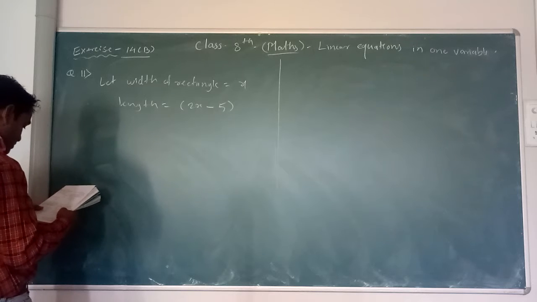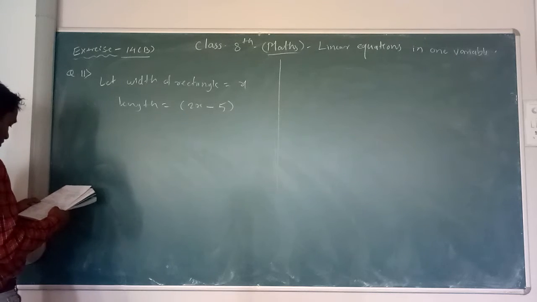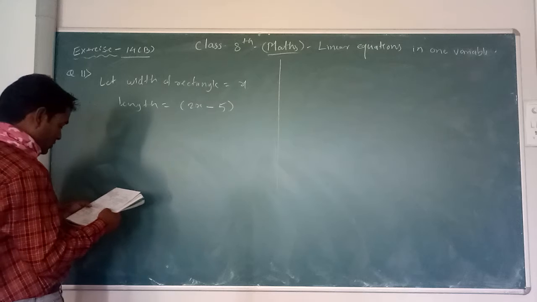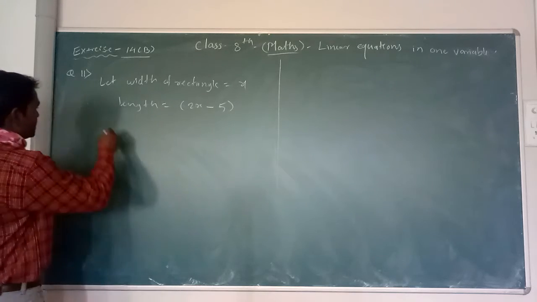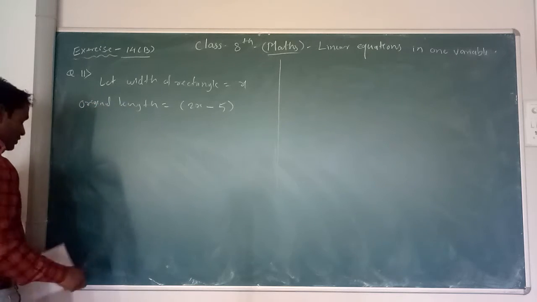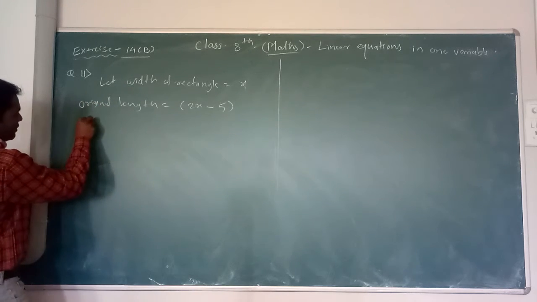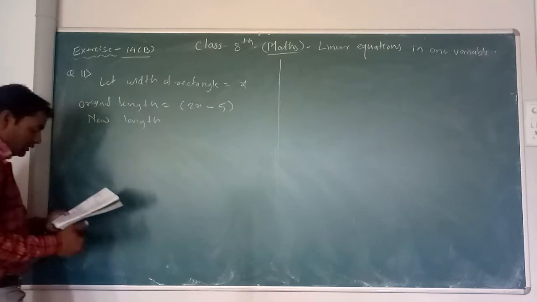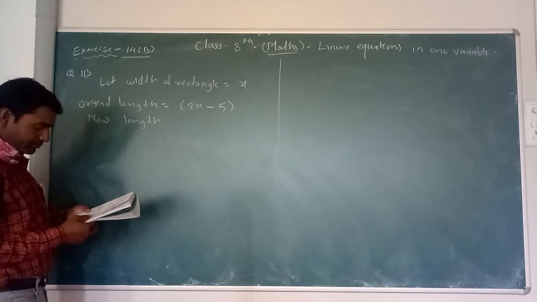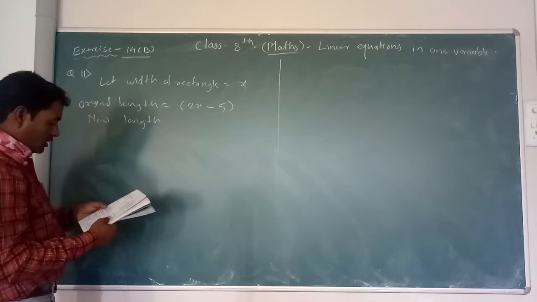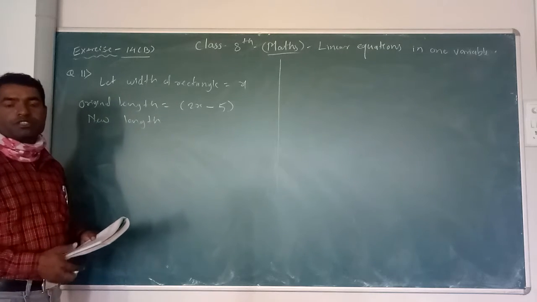The length is decreased by 5 and the width is increased by 2 cm. The perimeter of the resulting rectangle will be 74. So this is the original length. We can consider it as the original length, and the new length we also have to find. Now we have to understand the question.